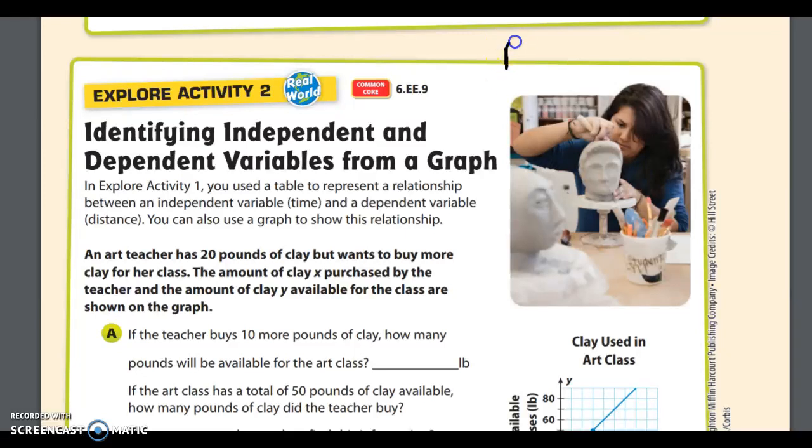Alright, this is page 338, and this video will be the middle of page 338, and we'll move on to page 339. So we're going to start with an Explore activity, identifying independent and dependent variables from a graph. In Explore Activity 1, you used a table to represent a relationship between an independent variable, time, and a dependent variable, distance. You can also use a graph to show this relationship.